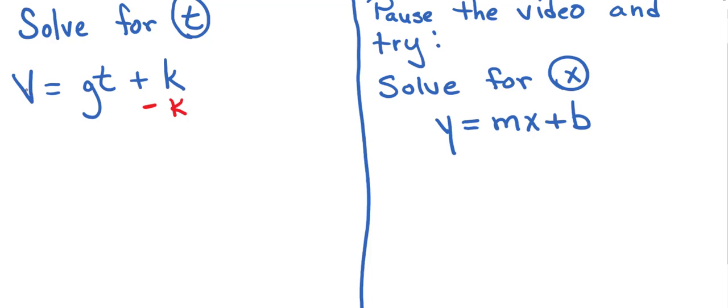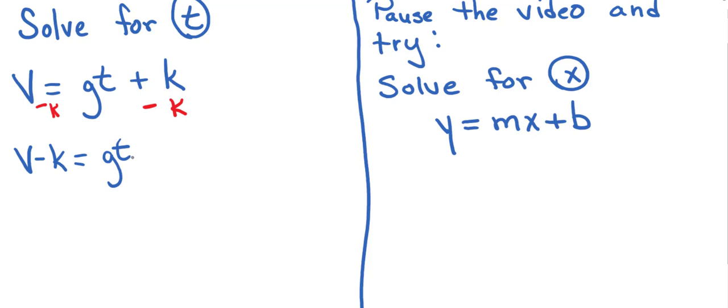Right. On this side, put it after. It's not going to be like terms, so you don't want it right under. But don't put it in the front. It can cause a sign error. So we'll rewrite it. So we have v minus k equals gt. Now go back on the side with the t.